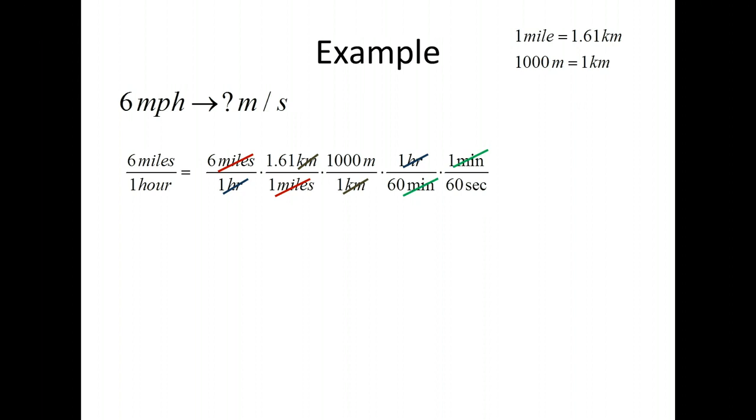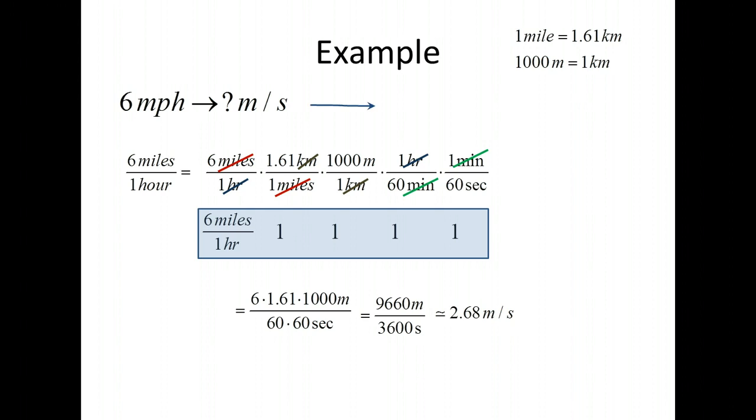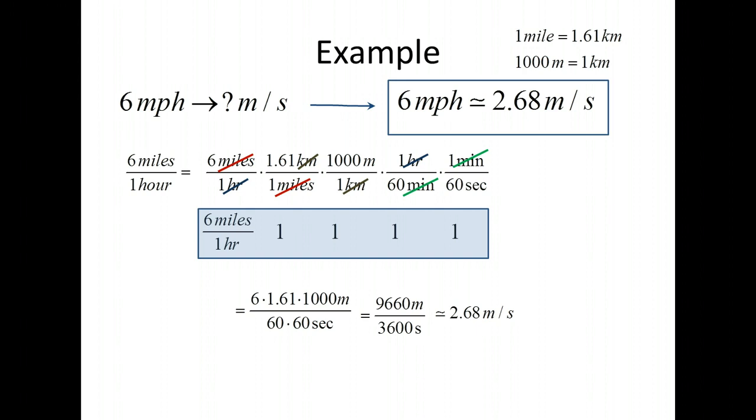So you can see we can get a long string of conversions all multiplied together. This is because essentially what we've done is we've taken 6 miles per hour and multiplied it by 1 4 times. So nothing's changed. We're still going at the same speed. We're simply describing it differently. So we go ahead and multiply the numerator, multiply the denominator. Go ahead and put that in a calculator. And we get approximately 2.68 meters per second. So 6 miles per hour is approximately 2.68 meters per second. That's unit analysis. Enjoy.